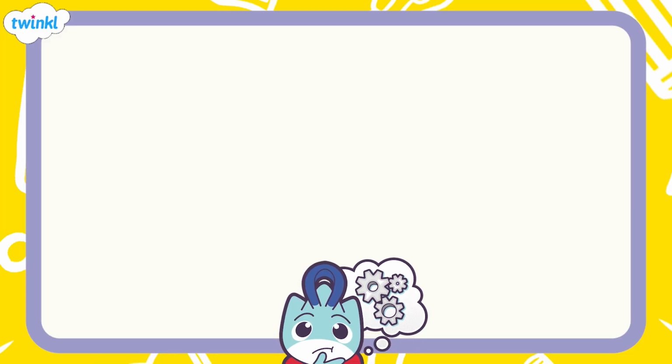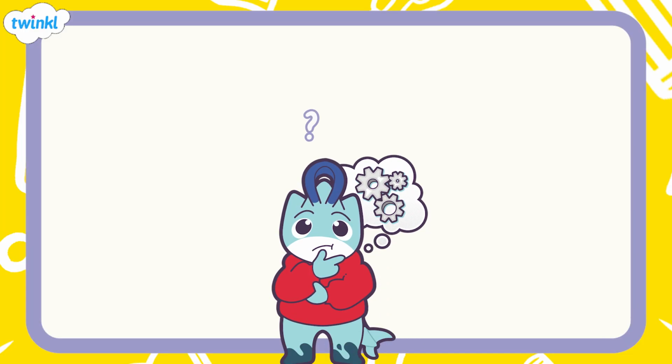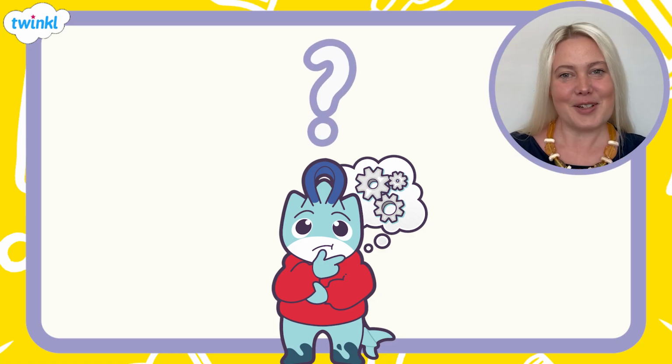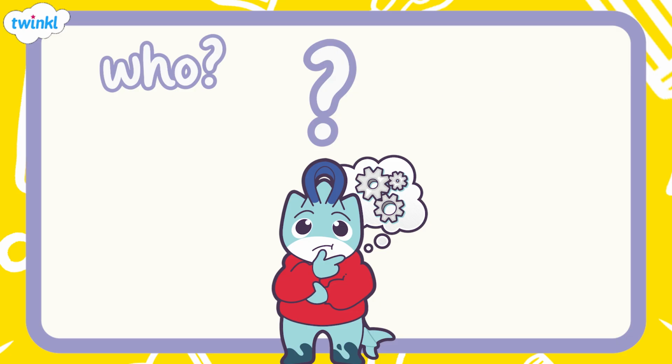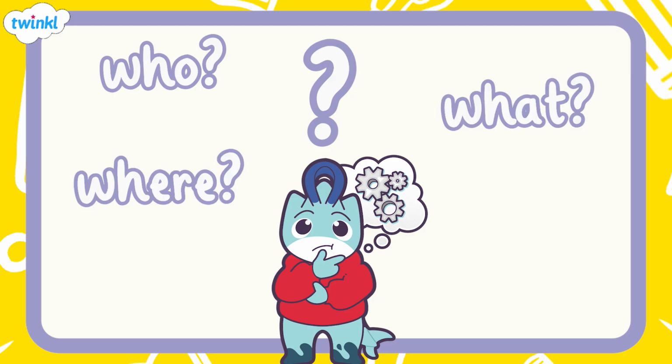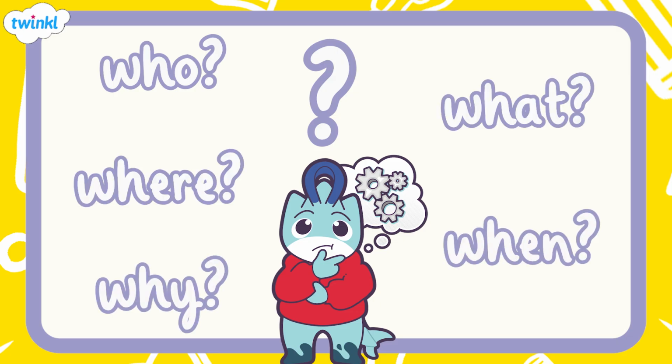Hi everyone! In this video, we're going to be looking at how to write questions using the 5 W's. Blot says the 5 W's are question words that all begin with the letter W. Can you guess what they are? That's right. Here are the question words beginning with a W. Who, what, where, when, and why.